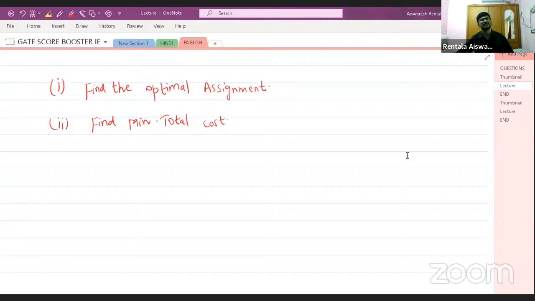Transportation, especially the MODI algorithm and all, is very lengthy, so very rarely a question comes from that. But still, in 2017 they asked a question from the MODI method, the modified distribution method or UV method. So please try to go through it once.